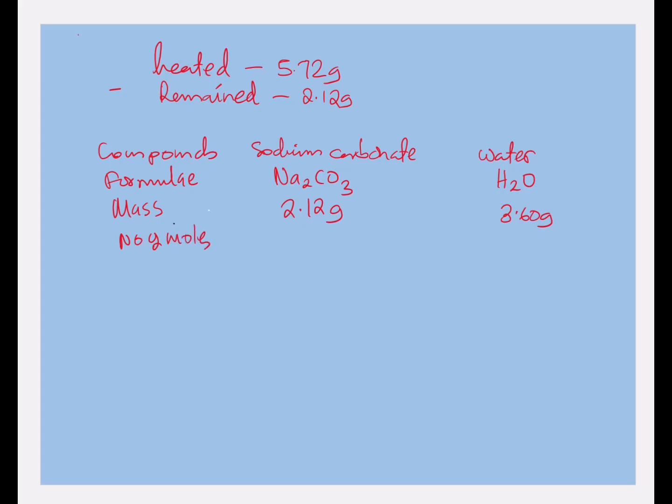Then you want to calculate the number of moles, which is calculated by dividing the respective mass by the respective RFM. The RFM of sodium carbonate is 106, and the RFM of water is 18. So we are supposed to calculate the mole ratio. When you divide the first value, you get 0.02, that is the number of moles of sodium carbonate, and the number of moles of water is 0.2, that is 3.6 divided by 18.